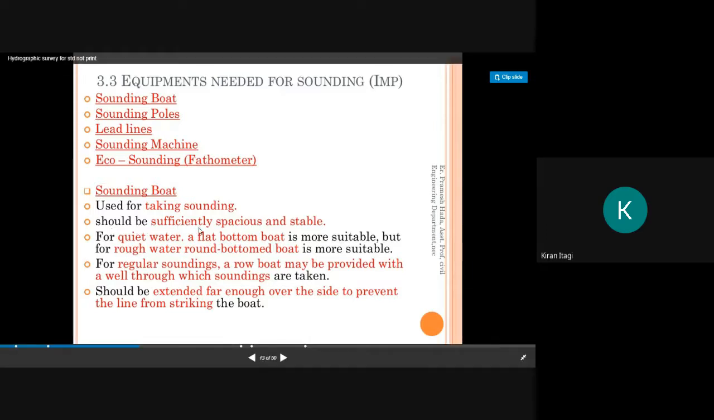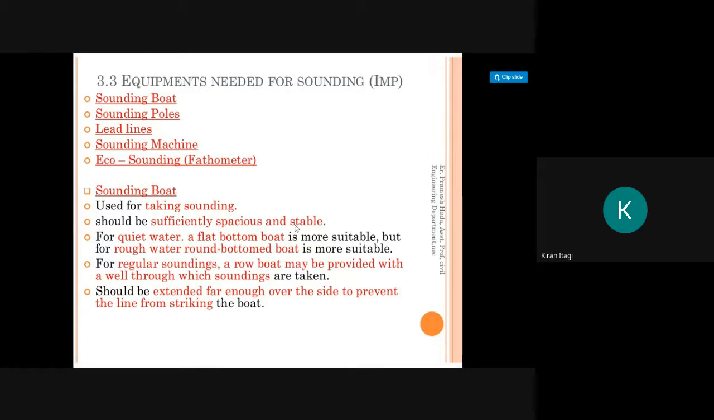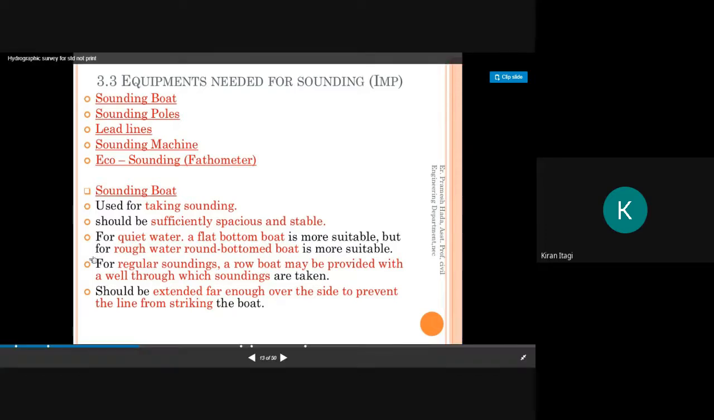The boat should be sufficiently spacious and stable. For quiet water, a flat boat is used. If the water is unstable, we will go for a round bottom boat. For regular sounding, a row boat may be used, provided with a well through which soundings are taken.